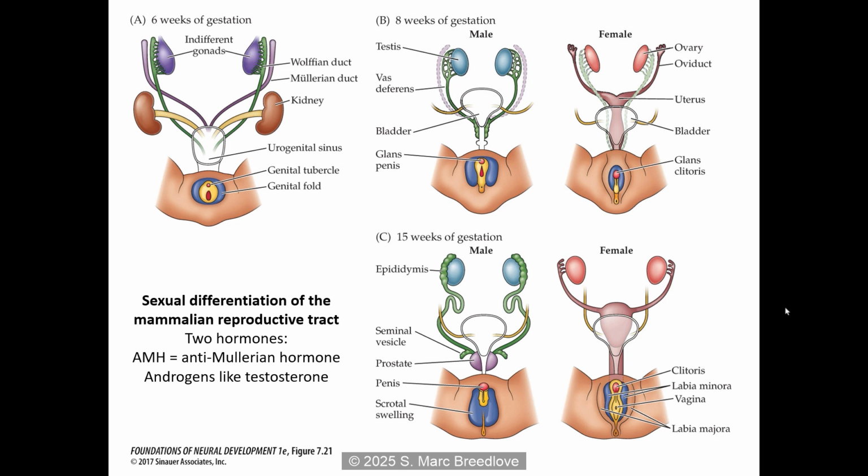And testosterone, which acts on the Wolffian ducts and causes them to develop into the epididymis, the vas deferens, and the seminal vesicles. In the absence of testes, in the absence of anti-Müllerian hormone, the Müllerian ducts develop into the oviduct, the uterus, and the inner vagina. And in the absence of testosterone, the Wolffian ducts wither away.